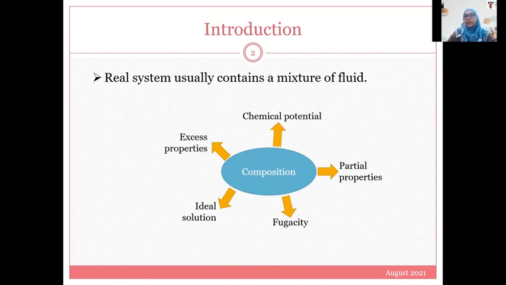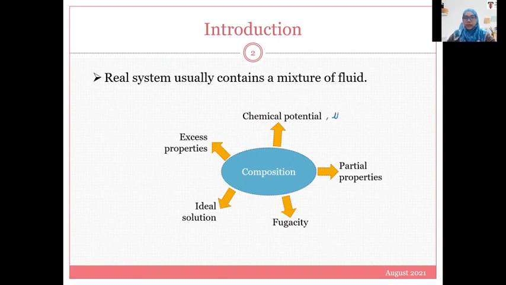As the introduction, the real system, when we apply it to industry application, usually contains a mixture of fluid or multi-component. The primary variable for the multi-component system is the composition. The composition can be related to its chemical potential. The chemical potential describes the energy transfer due to the change of mole composition.